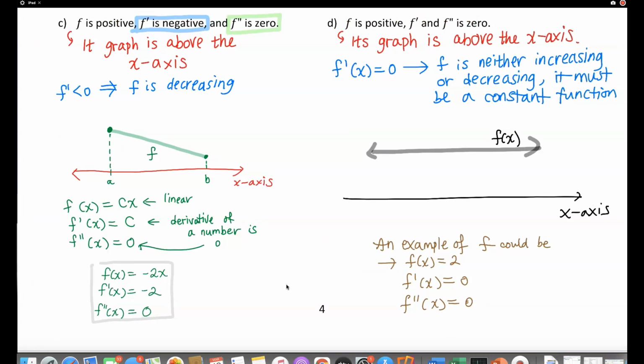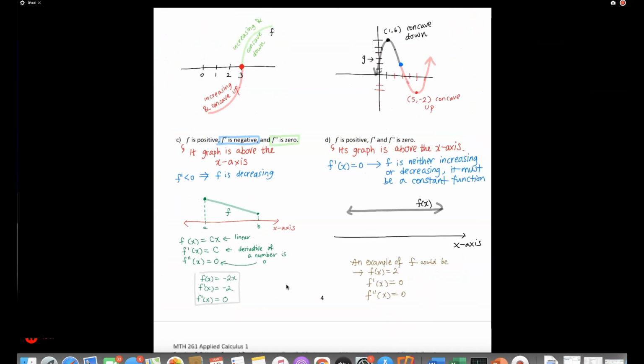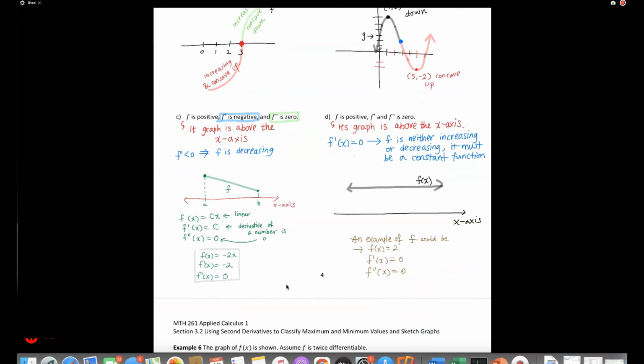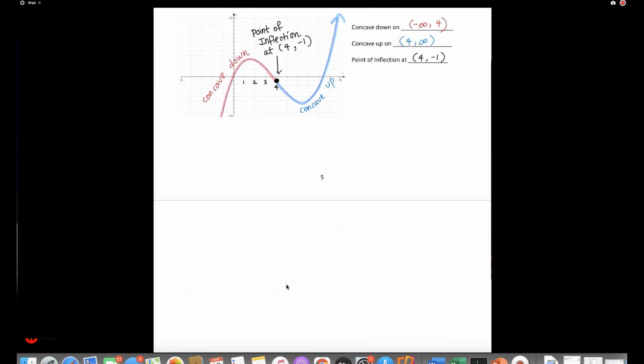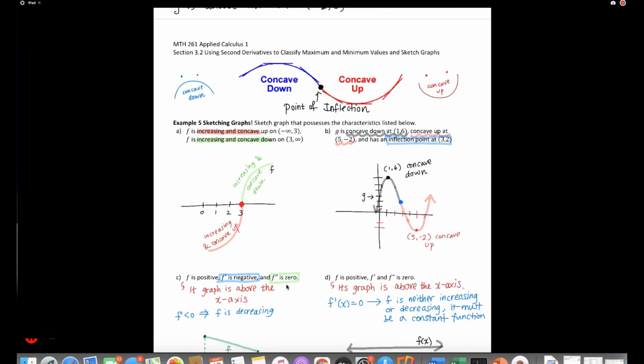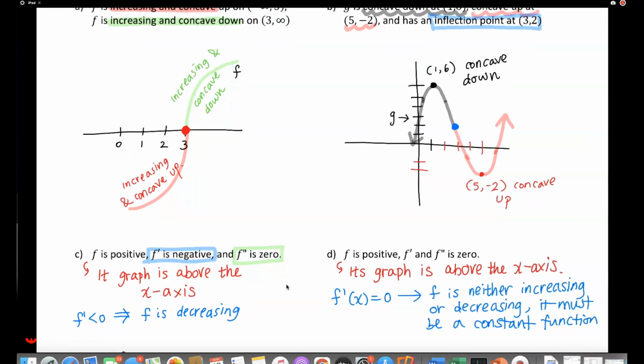Wow. Yeah, right? That was fun. So I am done with this lesson. Well, for example 4, I think I just have to do example 6 and that will be it. But hope you are learning, hope you are having fun with this concavity idea.